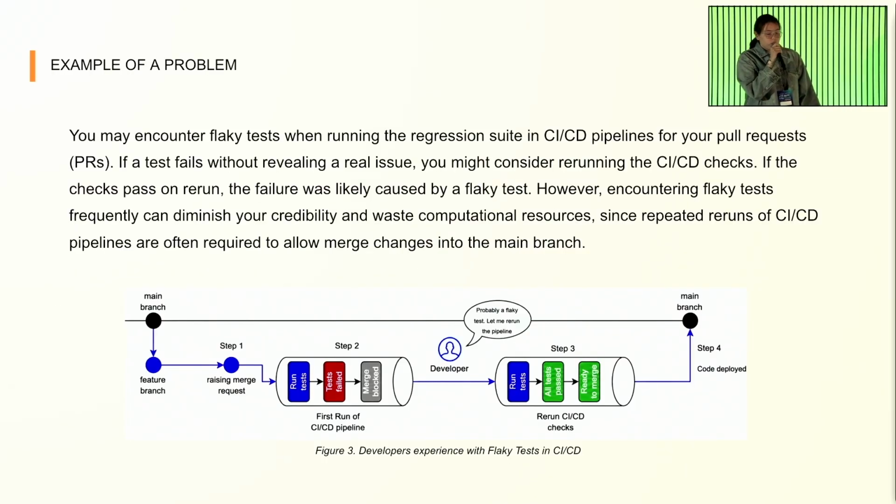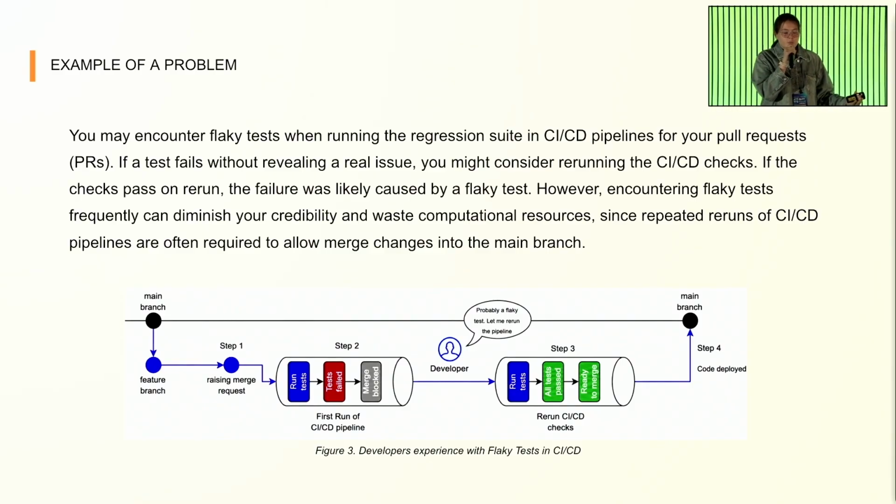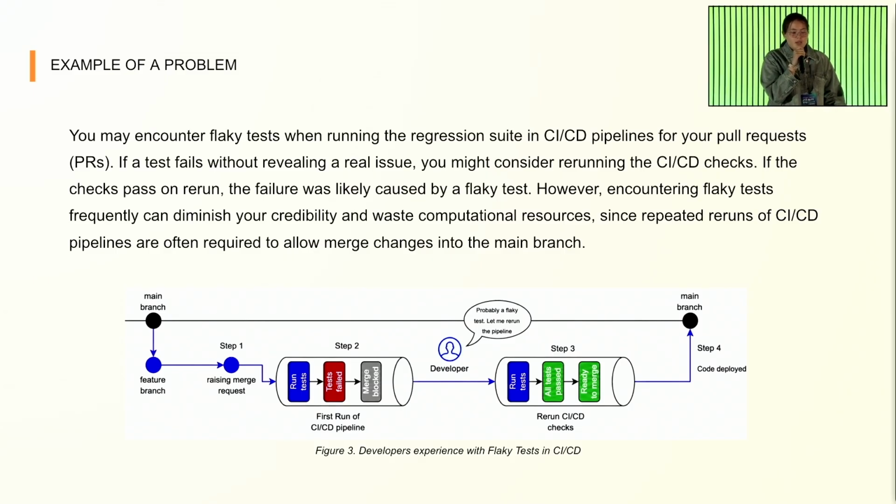The next one is an example of when you can encounter flaky tests. Let's say we have a developer who would like to raise a pull request and then merge his changes. But in the middle, we have CI/CD checks. When the tests are failing inside the CI/CD checks, the developer would assume, let's rerun the CI/CD checks because the tests are not really revealing any issue. And he does it, and we see on the second attempt all the tests are passing. And the developer is allowed to merge his changes into the main branch, right?